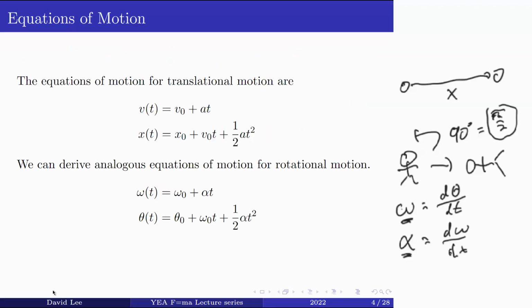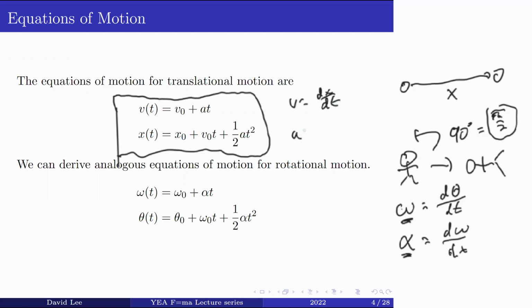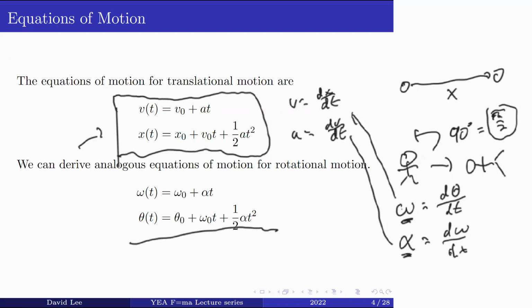All right, so we had some equations of motion for translational motion, and if you remember them, they are these equations right here. Since the velocity and the acceleration were similarly defined, v equals dx/dt and a equals dv/dt, these two equations are basically the same as those. If we go through the exact same steps, you'll get these two equations, which you can use for constant angular acceleration instead of constant translational acceleration.